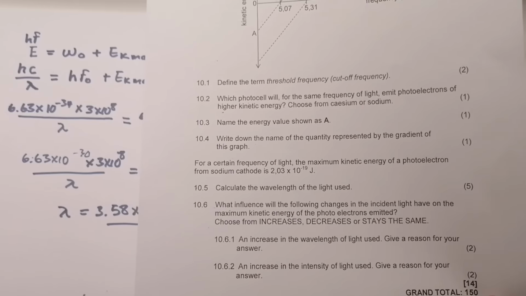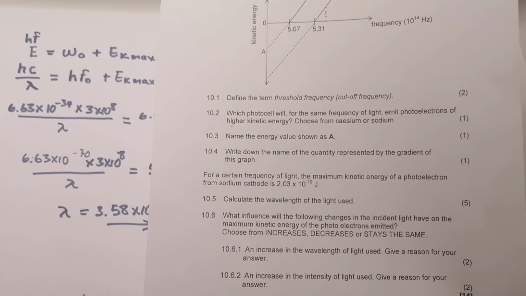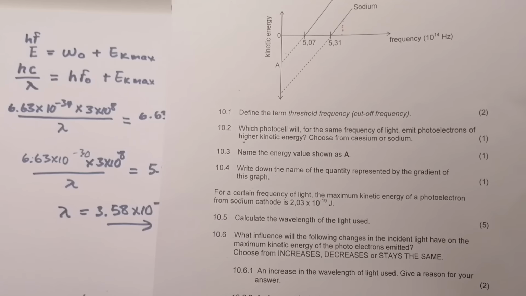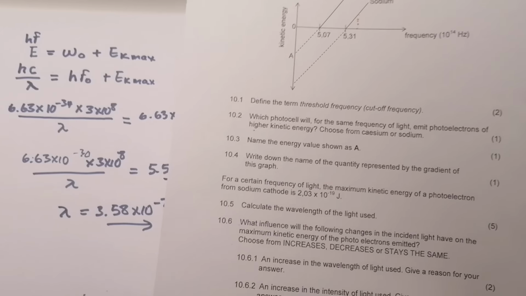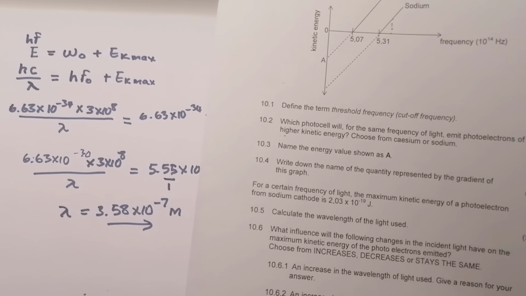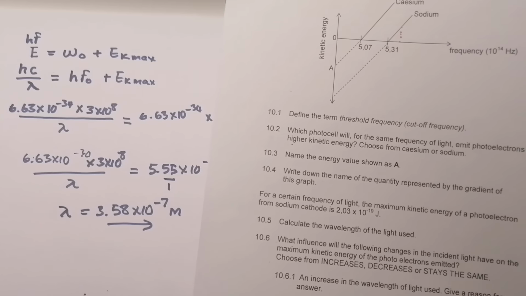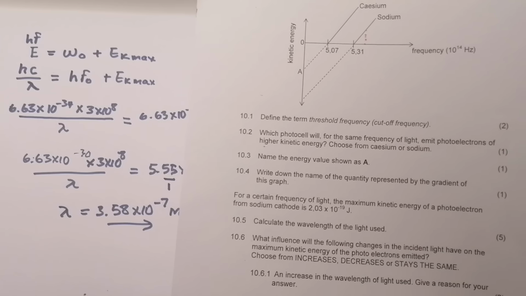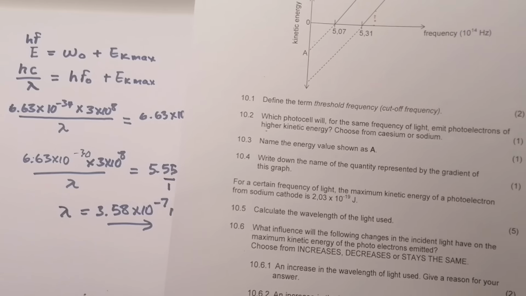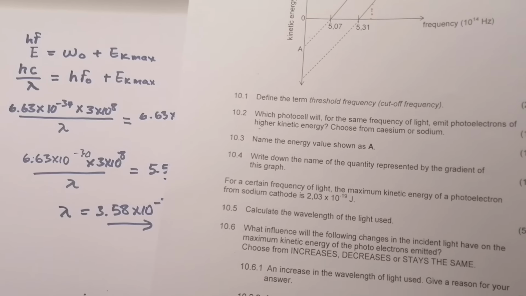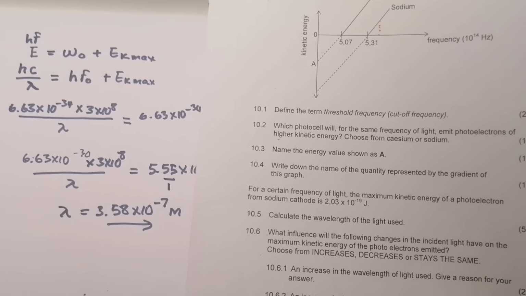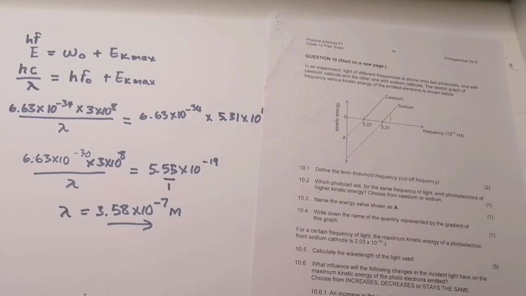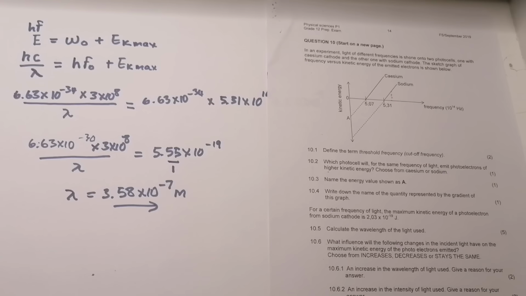Then they ask the question, what influence will the following changes in the incident light have on the maximum kinetic energy? So we're going to make changes on the light itself, and we want to know how it will affect the kinetic energy. They say choose increase, decrease, or remain the same. The first change is an increase in the wavelength of light used. So what will happen when we increase the wavelength of the light used? I'm just going to show you over there.